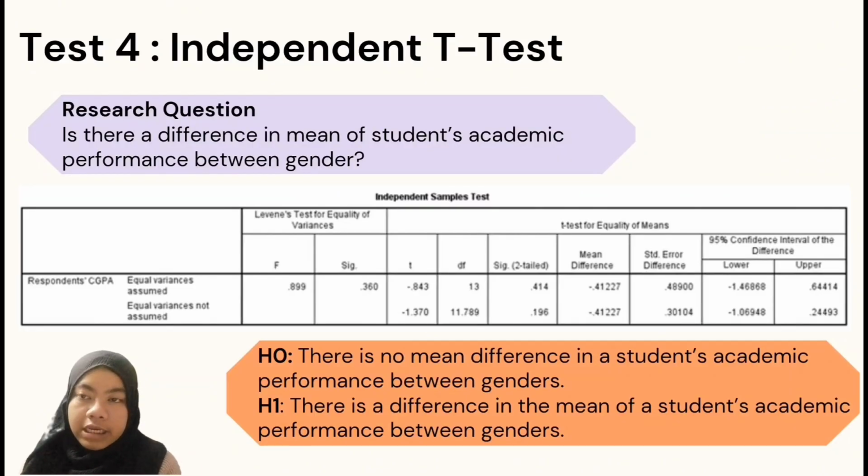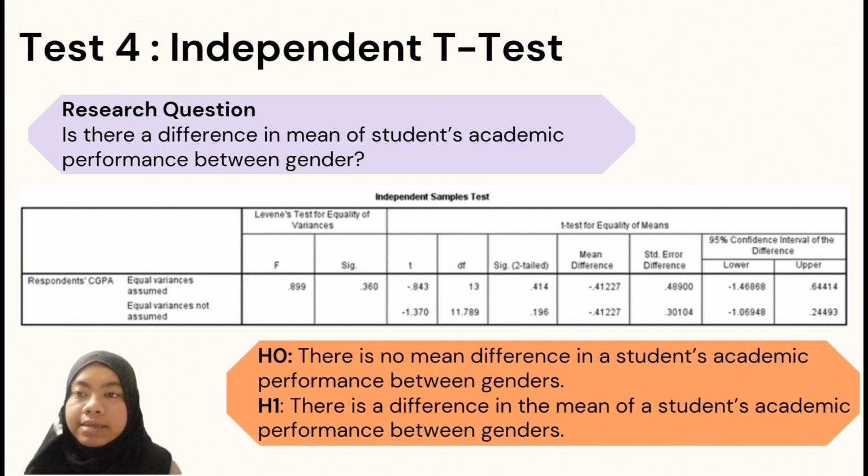For our last objective, we use the independent sample t-test, and the research question is: is there a difference in the mean of student academic performance between genders? For the H0, there is no mean difference in student academic performance between genders. Then the opposite, H1, is that there is a difference in the mean of student academic performance between genders.